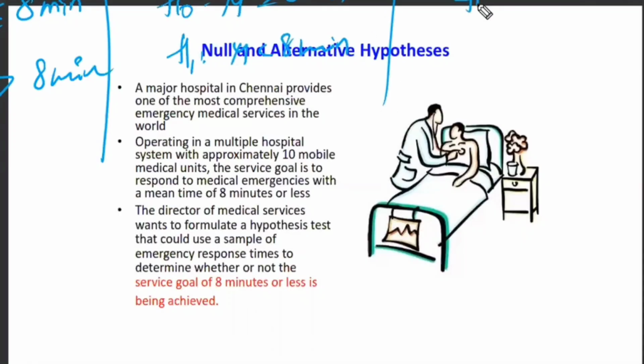Option C: mu is equal to 8 minutes, not equal to 8 minutes. Option D, none of the above. None of the above means I don't know, sir, I can't say now. I have to go home and revise again, then only I can say the answer. That is option D.